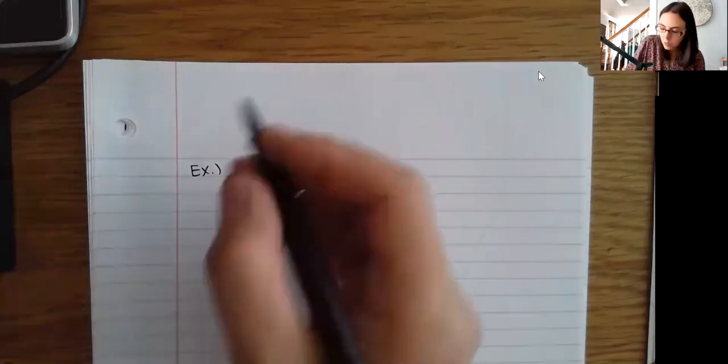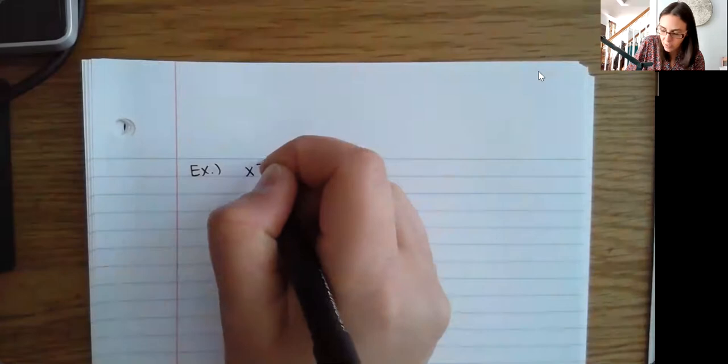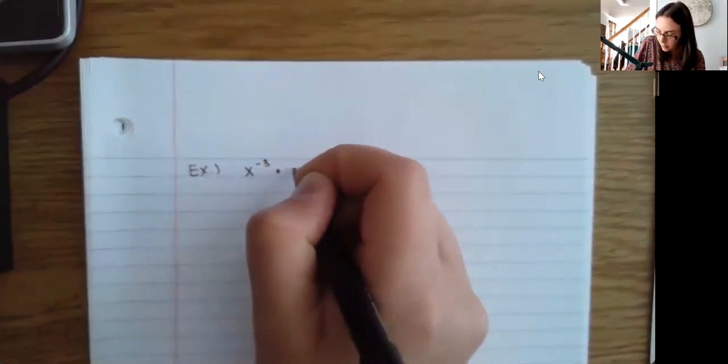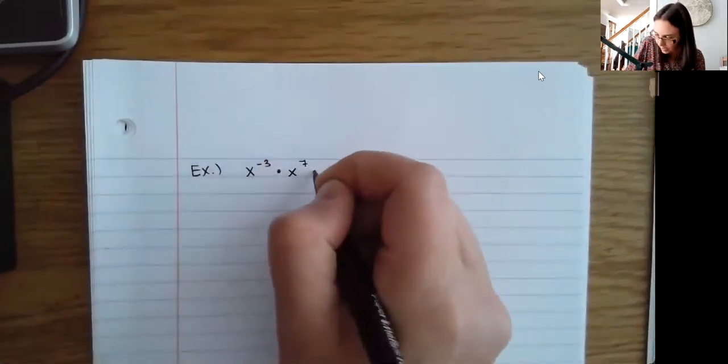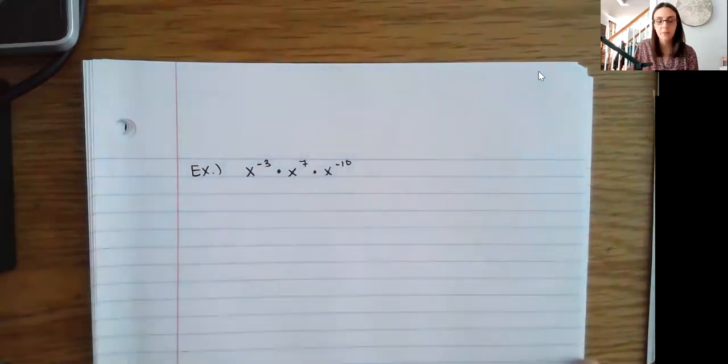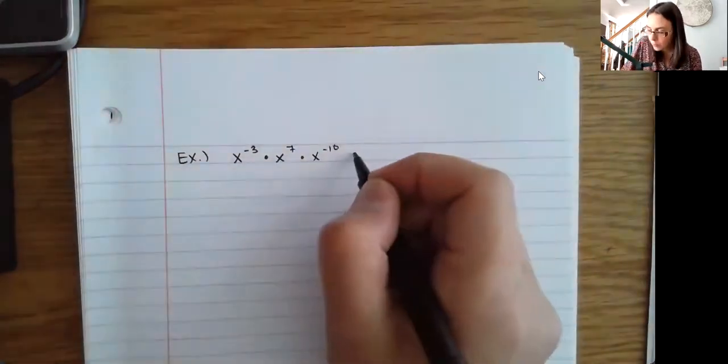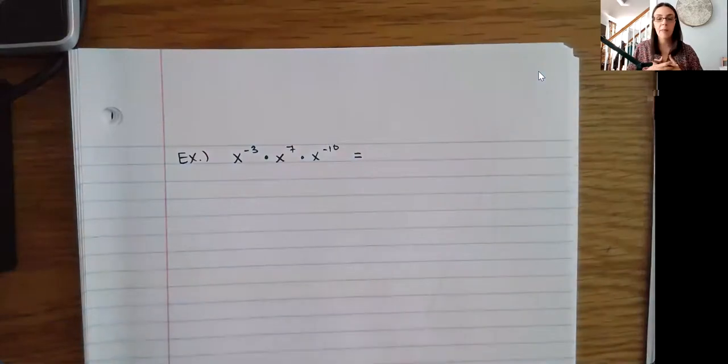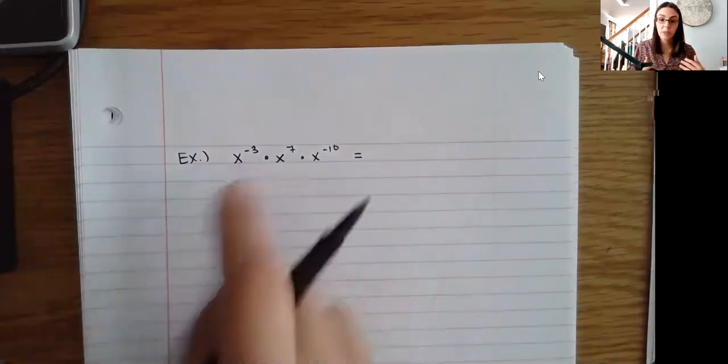So what about something like x to the negative 3 times x to the 7th times x to the negative 10? So first of all, again, for me, I like to leave my negatives to the end. I don't like to start flipping things around until the last step, on a personal note, but you're welcome to flip these first if you want to.